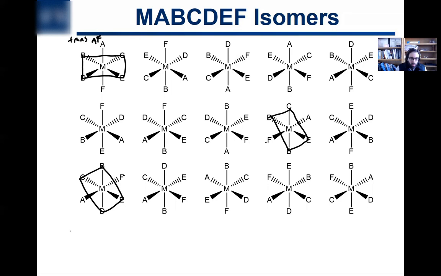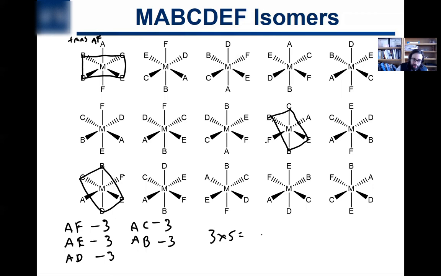One, A is trans to F. Well, what can A be trans to? Okay, so A trans to F gives 3. Well, A can be trans to E. Okay, A can be trans to D. A can be trans to C, or A can be trans to B. That's it, right? And each of these is going to have 3, right? Basically, so that's 3 times 5, which is 15. So that's why there's 15 isomers here.